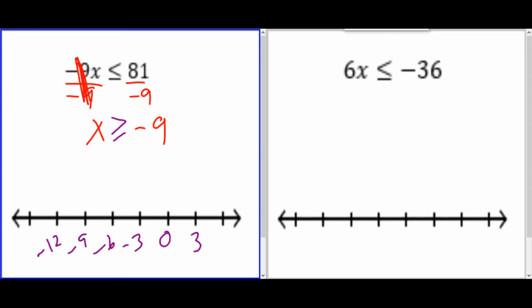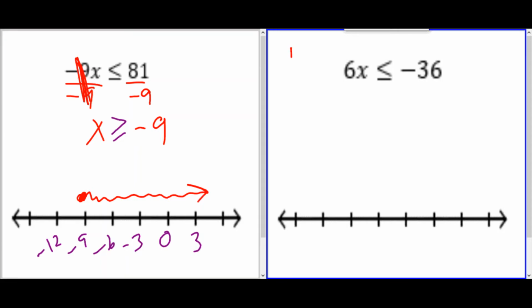So at negative 9 I should have a closed circle because I have the equal to sign there. So a closed circle, and then this time I should be shading to the right because it says x is bigger than or equal to negative 9. So this time we're going to shade to the right. And if you're not sure how we got that, you could also look at the inequality and it'll tell you which way your arrow should point.